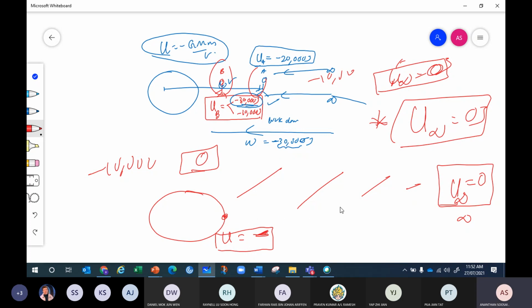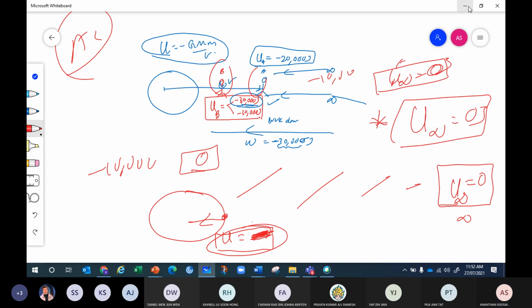Any questions, guys, about potential energy? All of us possess negative potential energy. Why is the potential energy negative? Because you are always attracted to the Earth. You are like a prisoner to the Earth. So you have a negative potential energy. You are unable to move away from the Earth. You will always be pulled back to the Earth. So that's why it's negative.